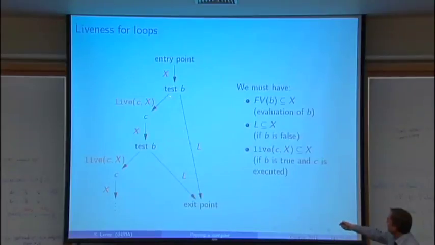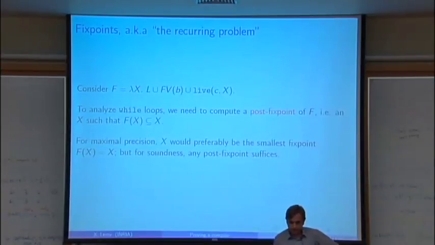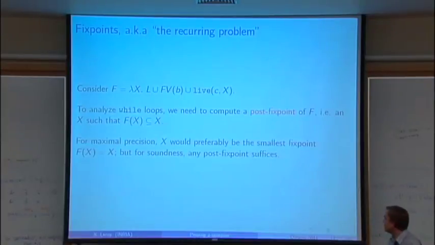And then what do we do if we iterate? Well, we are going to execute C, and at the end of C, we are going to redo our test and so on. So at the end of C, the set of live variables is X again. So before C, it is live of C and X, and that must be included in X. Okay, so we've got those three conditions that must be satisfied. And that's a fixed point problem. Basically we have to solve for X in this equation or inequation.